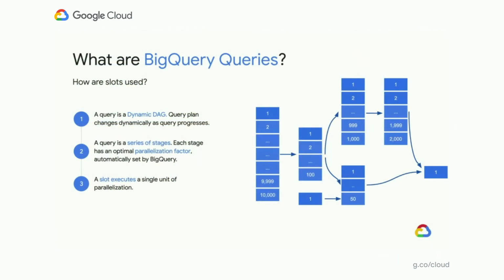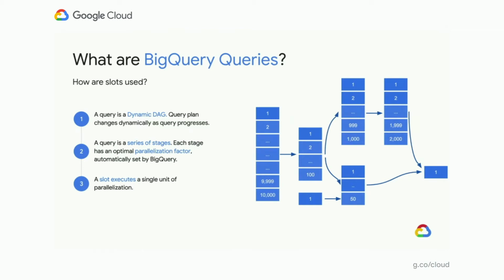So how are queries using slots? Let's talk about that. A query inside of BigQuery is a dynamic DAG, directed acyclic graph. What does dynamic mean? Dynamic means that as the query progresses, our query execution plan changes. We learn more about what you're trying to do, we learn more about the data patterns, and we decide on the fly the best path of execution. This is really, really powerful. It really accelerates queries for you.